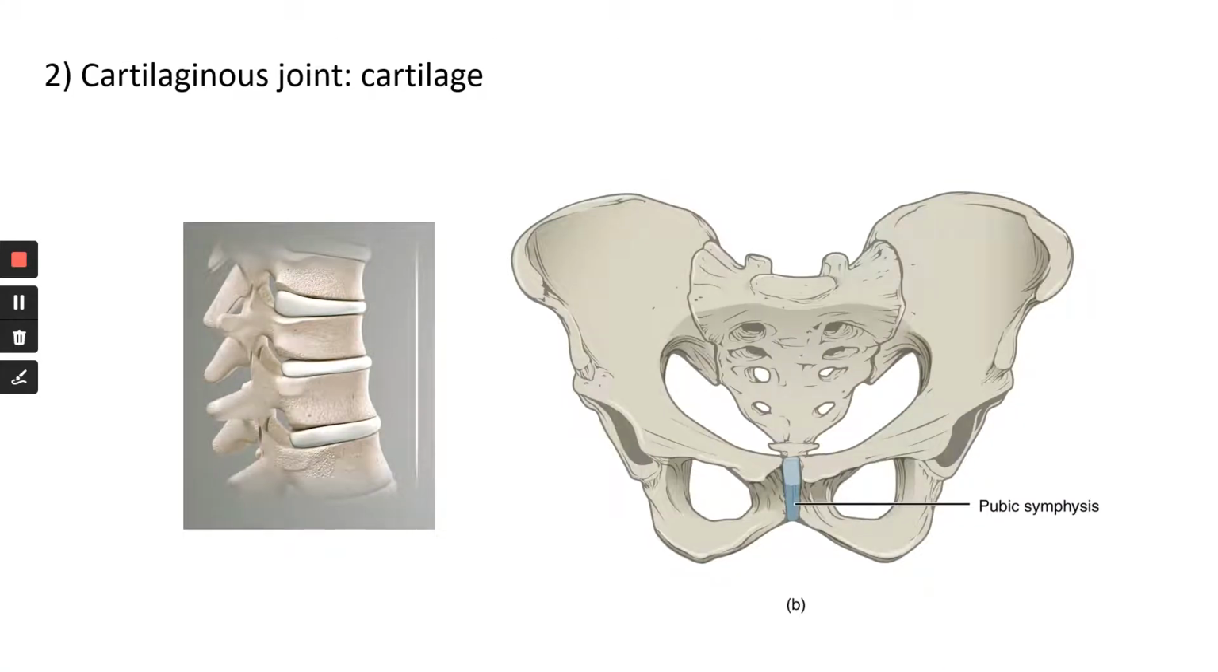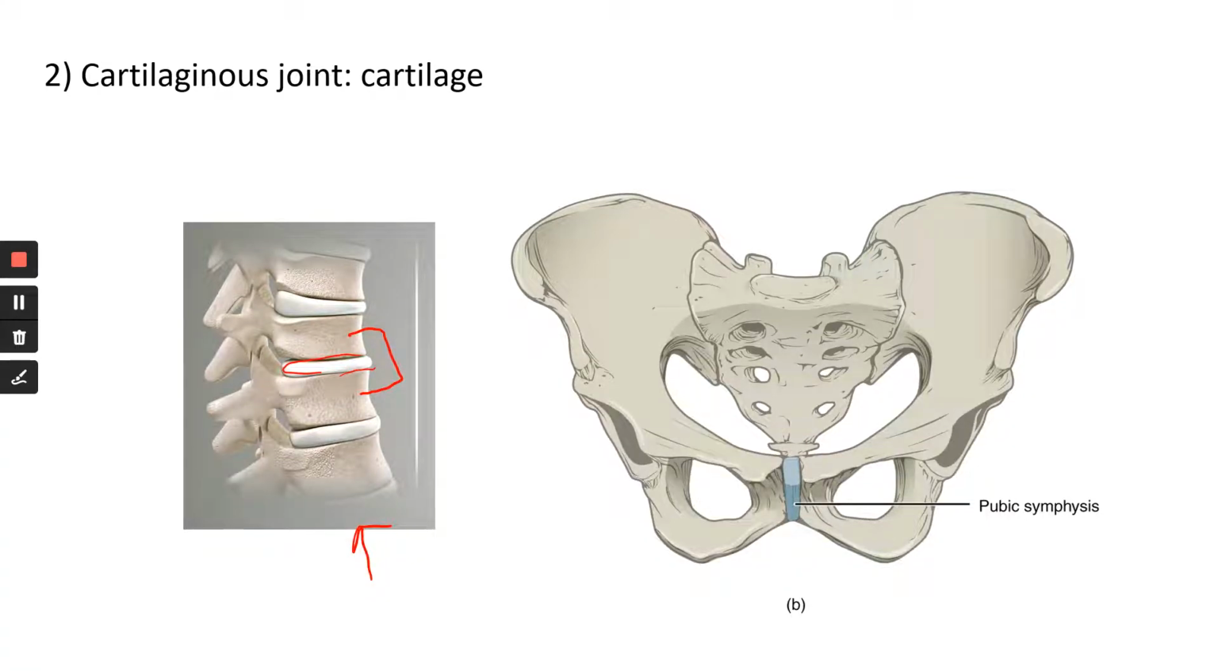Second is the cartilaginous joint. Remember, the bones are held together by cartilage, right? This is actually fibrocartilage, a type of very tough cartilage. You can find a cartilaginous joint in your spine, or vertebral column. In between the vertebrae, in between the bones, you see there's a disc, right? That's a disc of fibrocartilage. It's very resistant to compression, so it's a very, very good structure to have in your vertebral column.